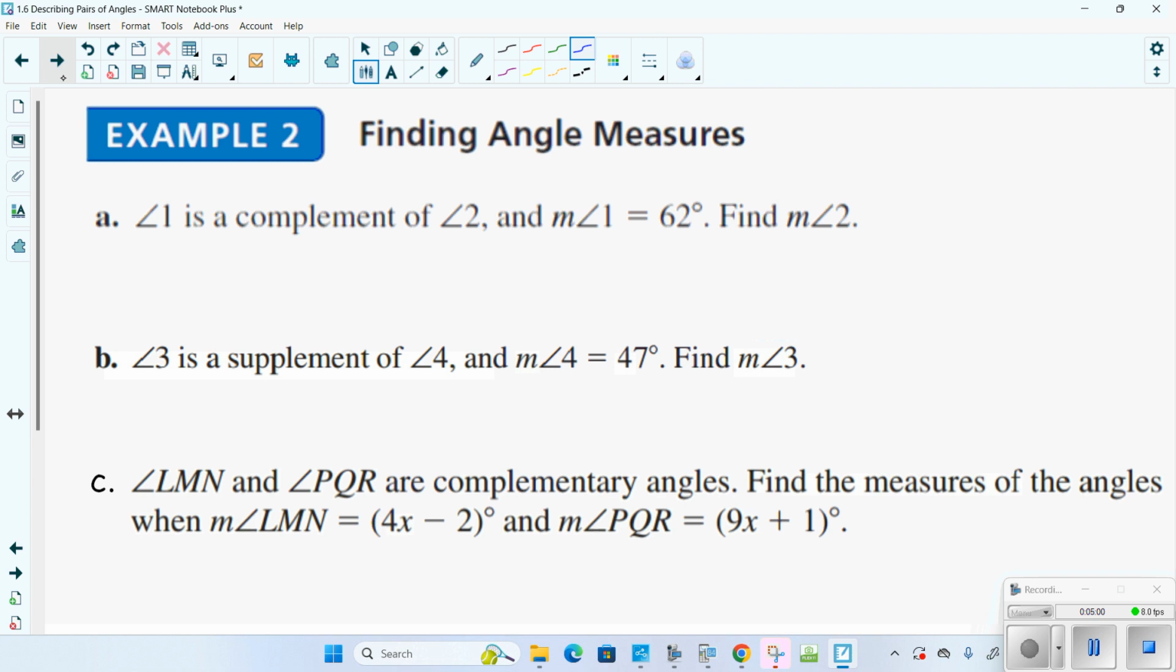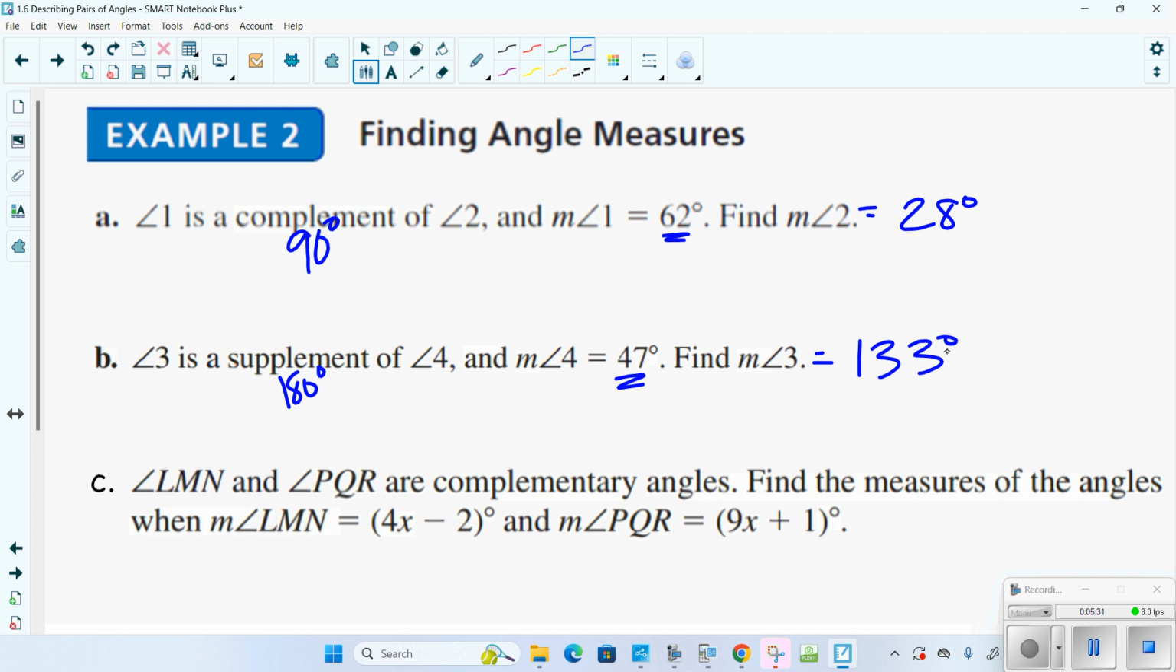So the next question, angle 1 is complementary to angle 2, and angle 1 is 62 degrees. Find angle 2. Complementary means 90 degrees. So if angle 1 is 62, then angle 2 has to be 28 because it has to add up to 90 degrees. Angle 3 and angle 4 are supplementary. Remember, supplementary is 180 degrees. If angle 4 is 47, I take 180 minus 47, I get 133.